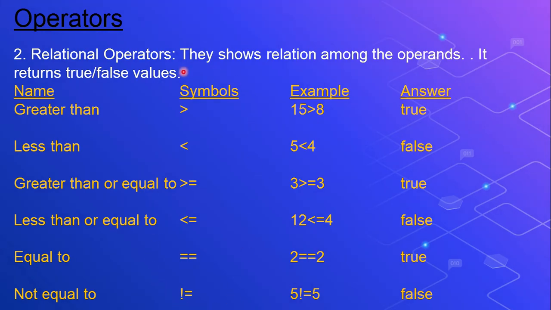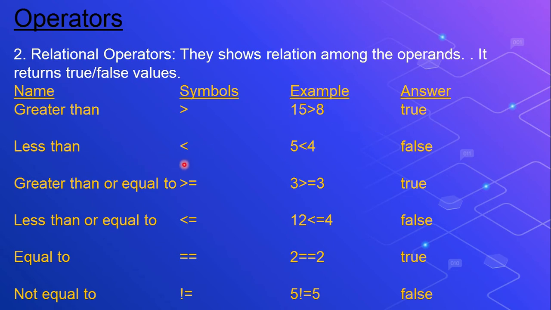Whenever you use these operators in your programs, you will get only two answers: one is true, otherwise false, because the return type of these operators is Boolean. Let us see the first example, that is greater than. 15 greater than 8. Please say, is 15 greater than 8 or not? Yes. So you will not get an answer as yes or no. Instead, you will get true.